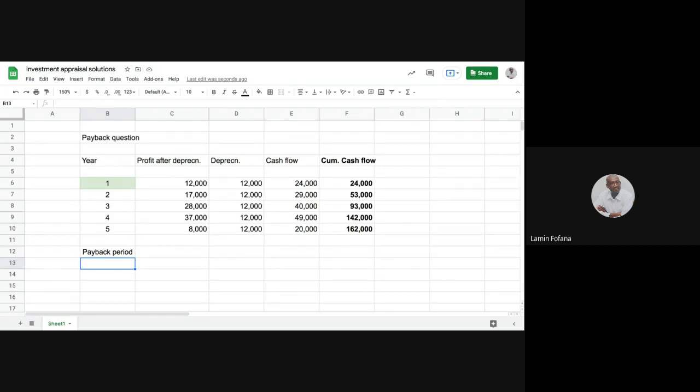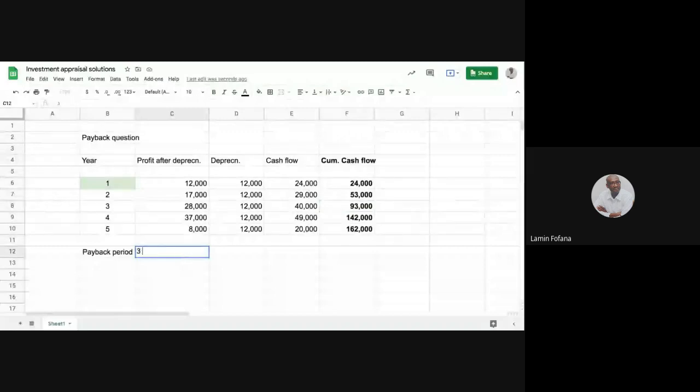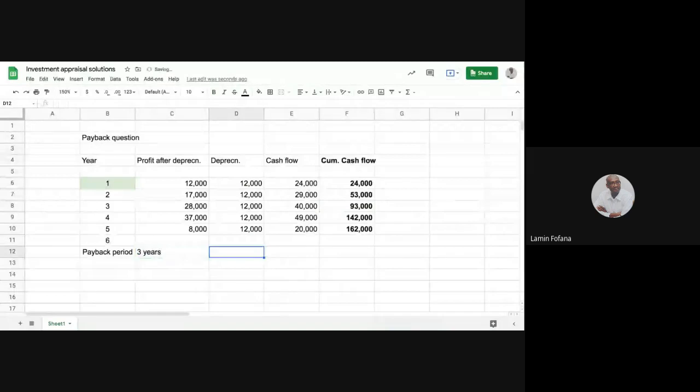So now tell me, without calculating the month, between which years is it going to be? Don't tell me the months yet, but tell me between which years. It's going to be between 3 and 4 years, so it's going to happen in the 4th year somewhere. We agree on that. So without doing any calculation, we know that our payback period will be 3 years plus. Now it is the number of months that we need to calculate.